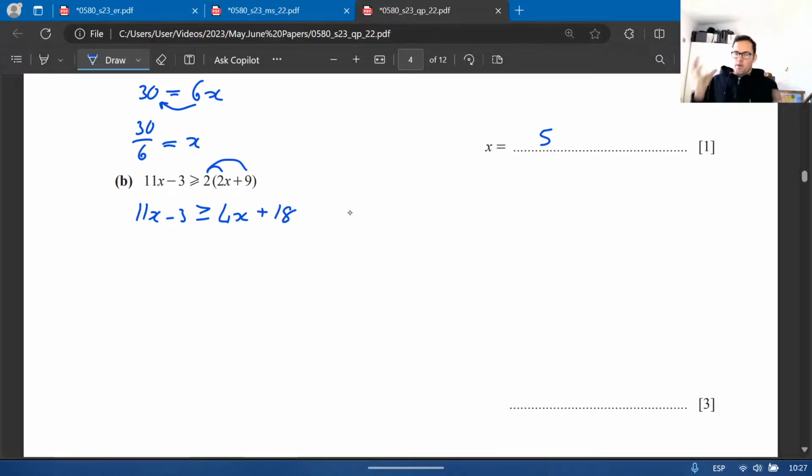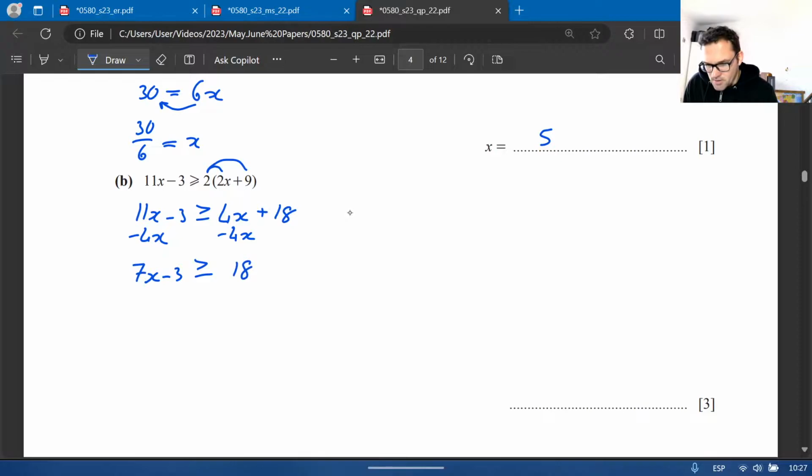Okay, now we can rearrange things. Okay, whichever method you prefer. Do the same on both sides, or you move stuff across. Either way, I would get rid of the 4x on the right hand side. You can subtract the 4x because then we don't get a negative, which is bad. 11x minus 4x is 7x. And we got the 18 on the right hand side.